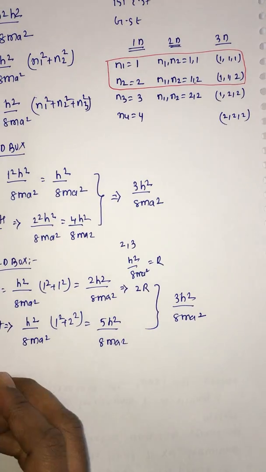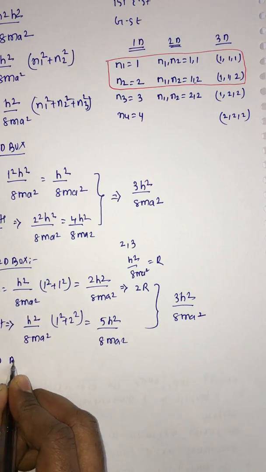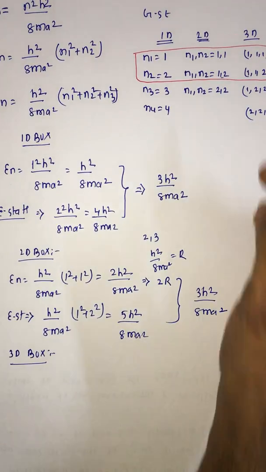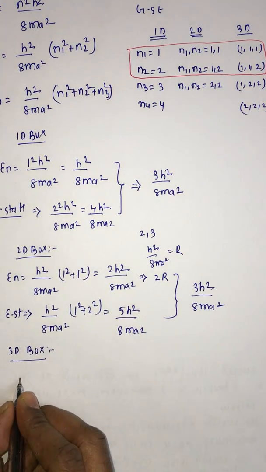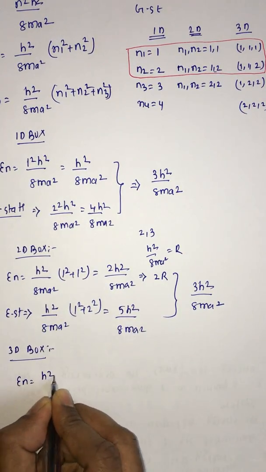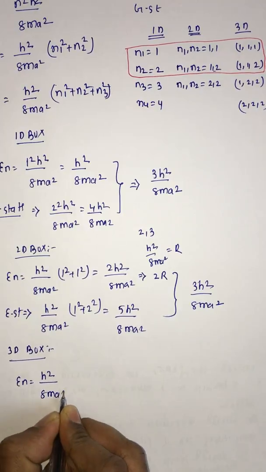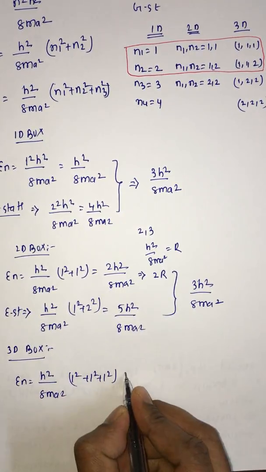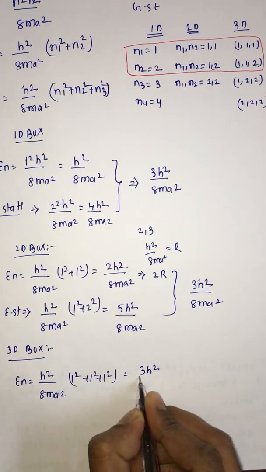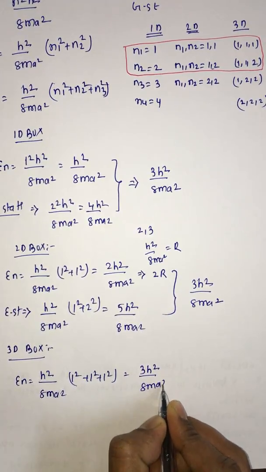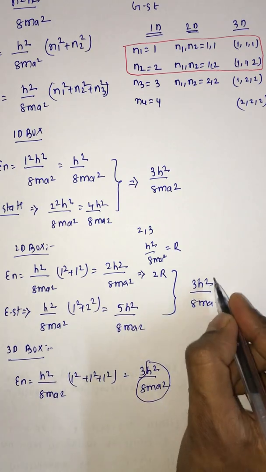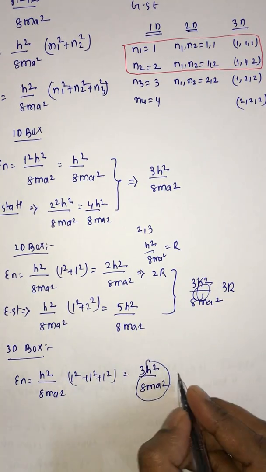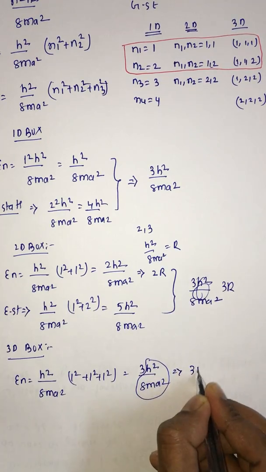Now we'll go for the 3D box. So for the ground state we have 1 1 1. So En equals h square by 8 ma square times 1 square plus 1 square plus 1 square. This comes out to be 3h square by 8 ma square, and this is 3r.